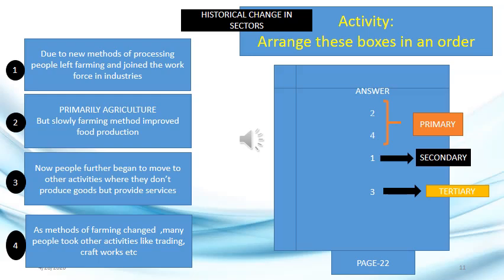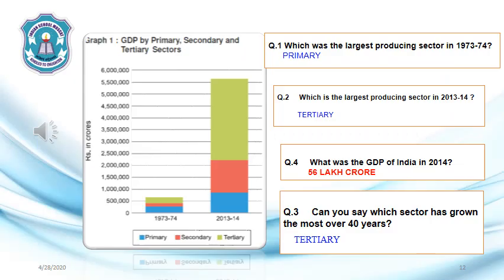This is what the shift or change took place in all the three major sectors or economic activities of a country, right? As discussed earlier, students, most of the countries have progressed from primary to secondary. Same is the case with India too. If you look at this graph, it tells us clearly how we progressed from primary to tertiary or other sectors. In 1973-74, it was the primary sector which played a major role, but by 2013-14, it is the tertiary sector gaining popularity.